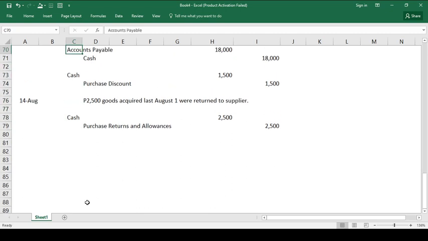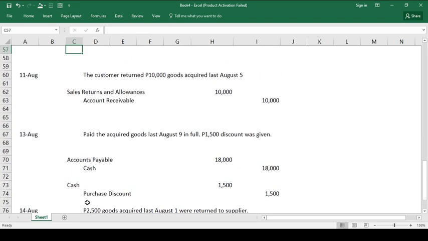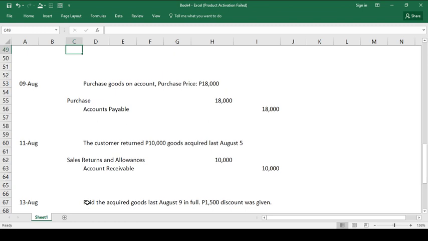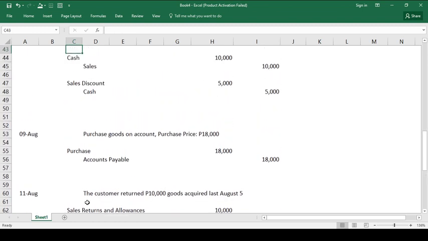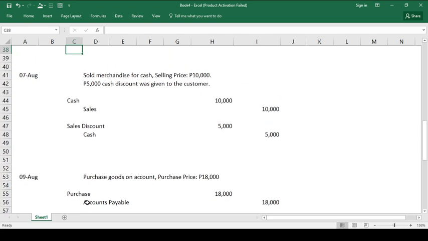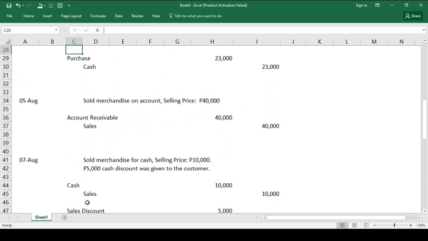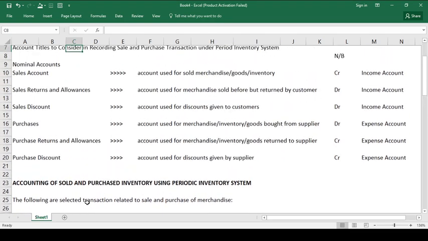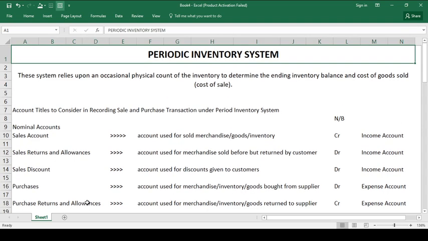So, those are the most common transactions affecting the sales returns and allowances, the sales discount, the purchase returns and allowances, and the purchase discount account if you are using the periodic inventory system. Hopefully, naintindihan nyo po what is periodic inventory system and how the accounting of sold and purchased inventory works under this particular system.